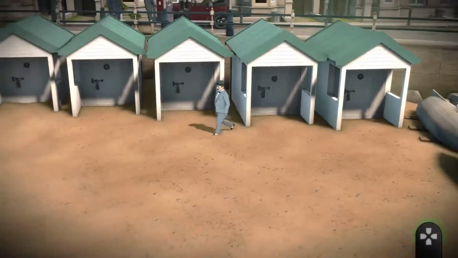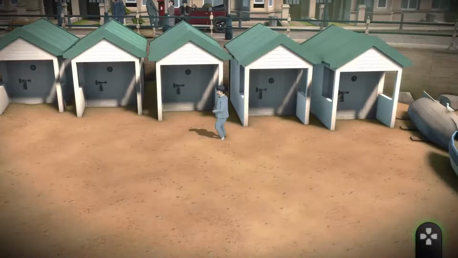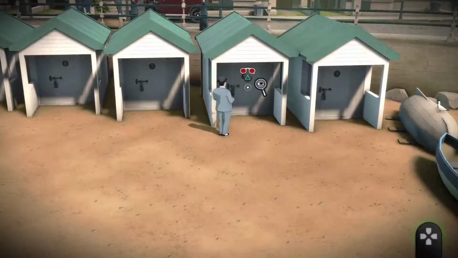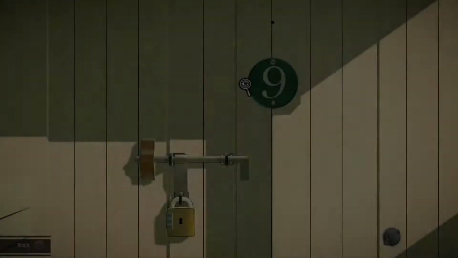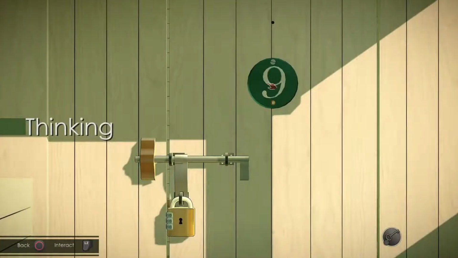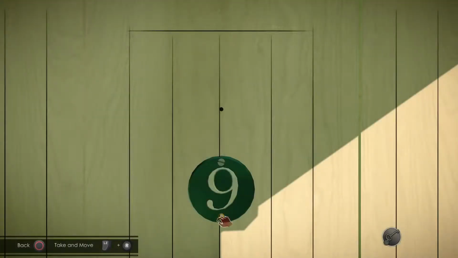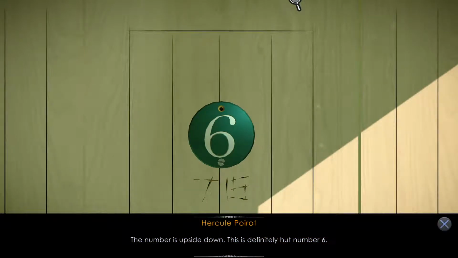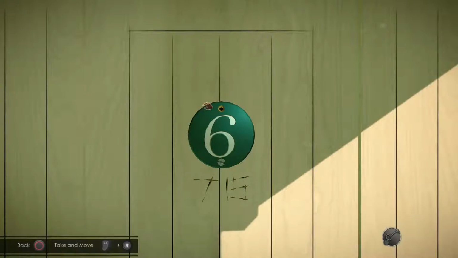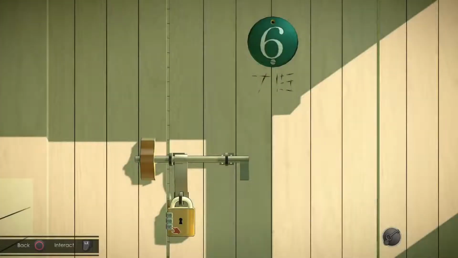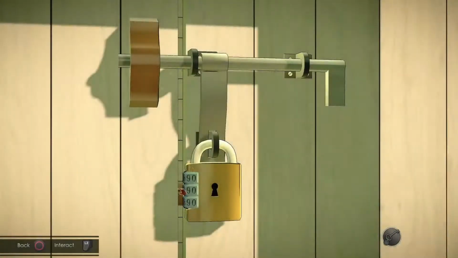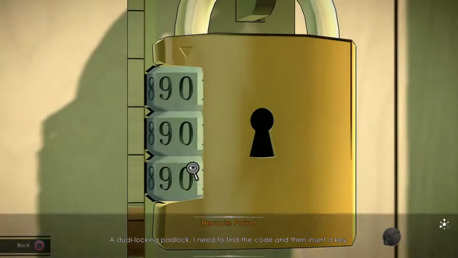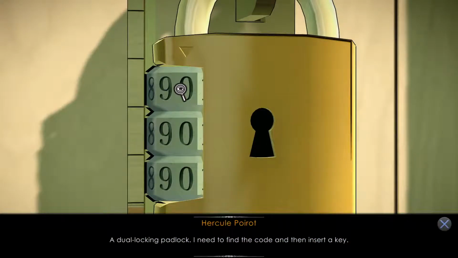Oh no, that's 9. What? Hold on. 9, 8, 7. Six is upside down. The number is upside down. This is definitely number 6. 715. A dual locking padlock. I need to find the code and then insert a key.